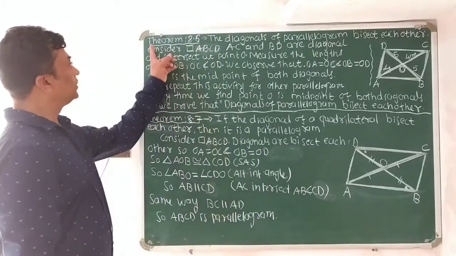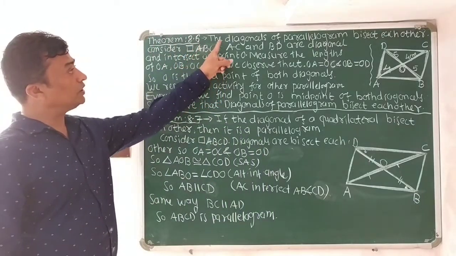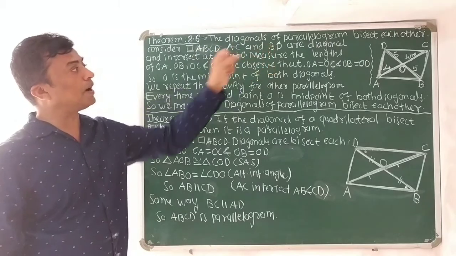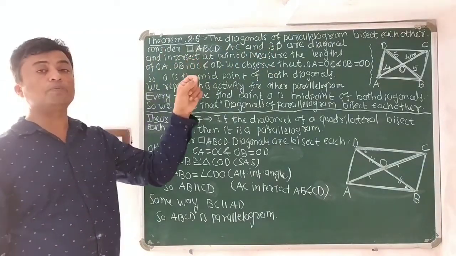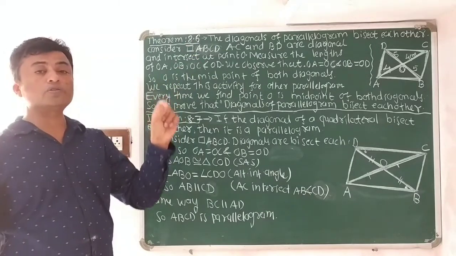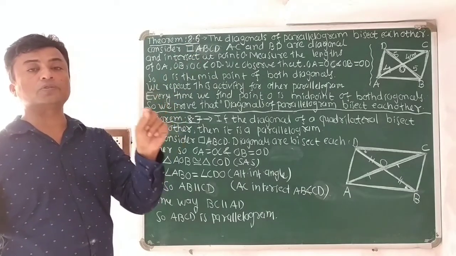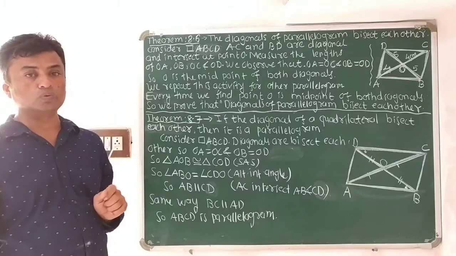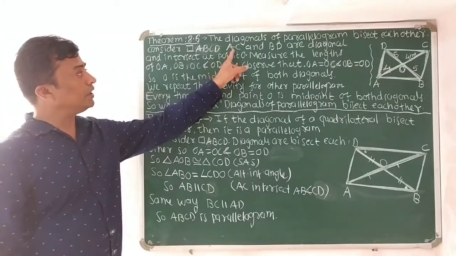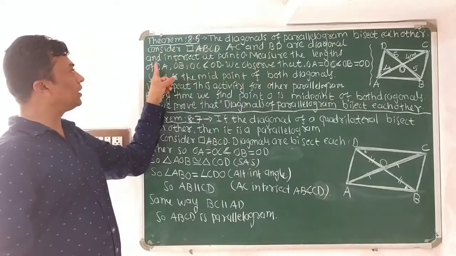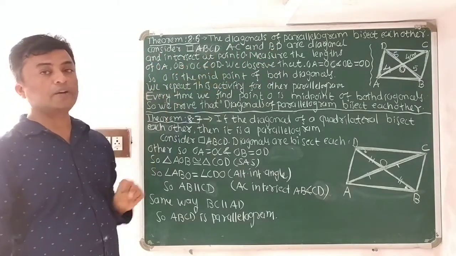See children, Theorem 8.6: the diagonals of a parallelogram bisect each other. Here in Theorem 8.6, that the diagonals of a parallelogram bisect each other is what we have to prove. For that, consider quadrilateral ABCD, where AC and BD are diagonals and intersect at point O.